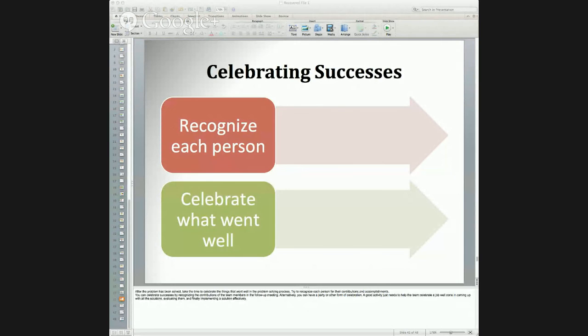Alternatively, you can have a party or other form of celebration. A good activity just needs to help the team celebrate a job well done in coming up with all the solutions, evaluating them, and finally implementing a solution effectively.